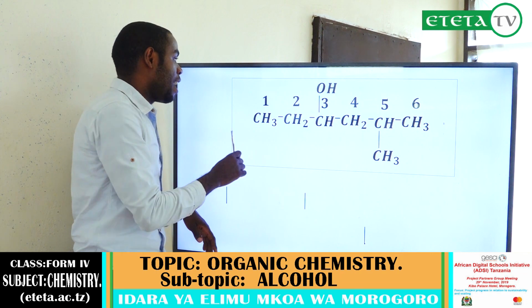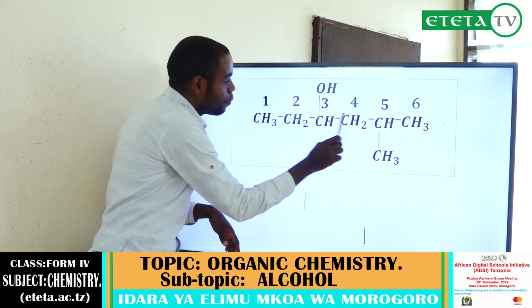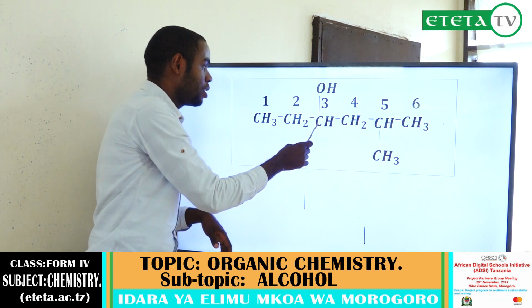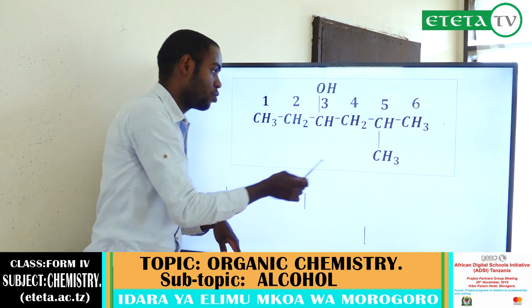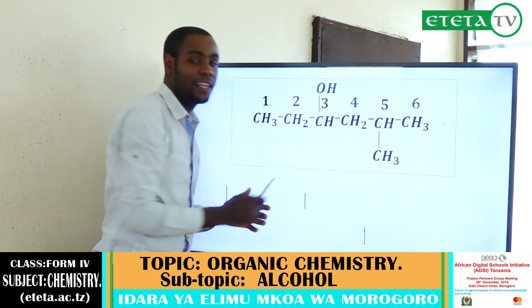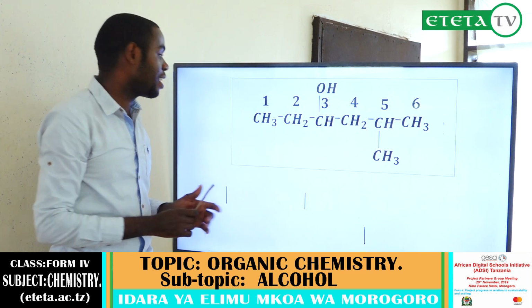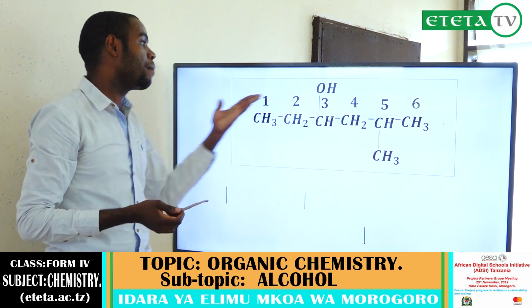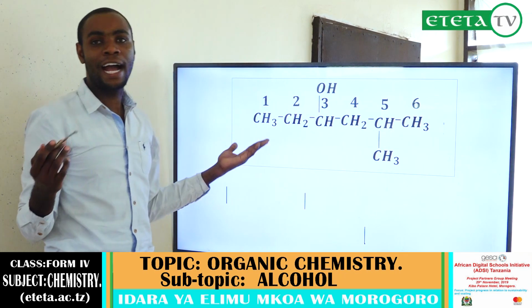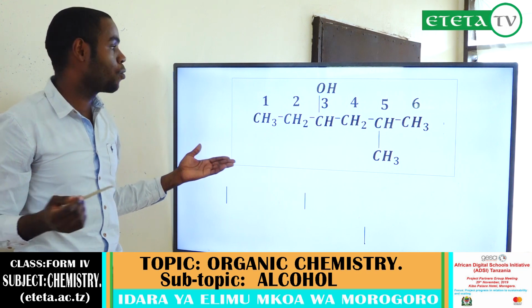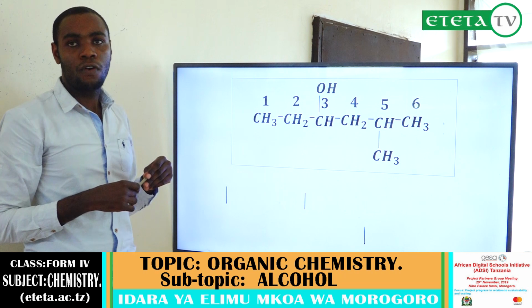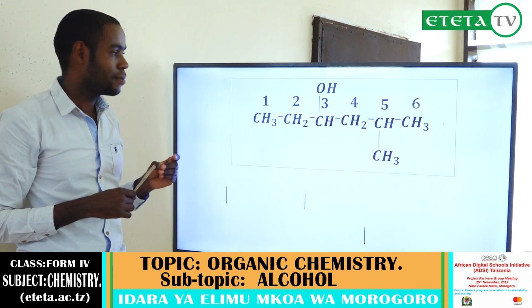So the first option here will be 1, 2, 3, 4, 5, 6. The OH group is included in the chain. The carbon which carries the OH group is included in the chain. So it is 1, 2, 3, 4, 5, 6. That's the first option. The second is 1, 2, 3, 4, 5, 6. So you can choose option number 1 or option number 2, all are acceptable because the number of carbon atoms are the same for all options.